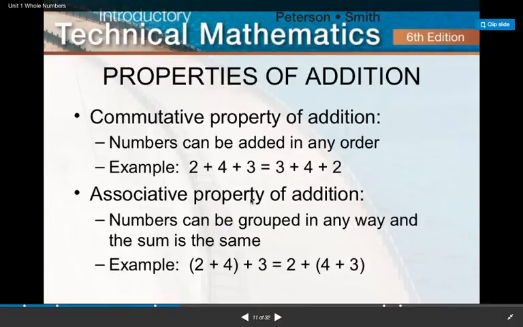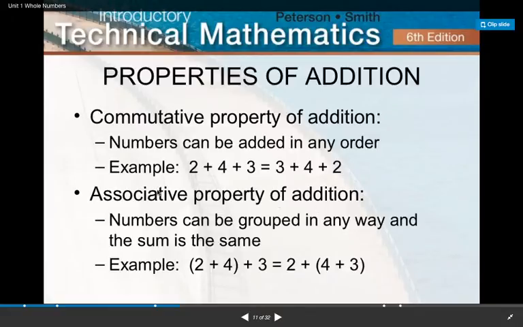So for properties of addition, we have the commutative property, which, like I said, means numbers can be added in any order. The example is 2 plus 4 plus 3. It's the same thing as 3 plus 4 plus 2. When we add from left to right, over here we have 2 plus 4, which is 6, plus 3, which will equal 9. And on this side we have 3 plus 4, which is 7, plus 2, which also equals 9.